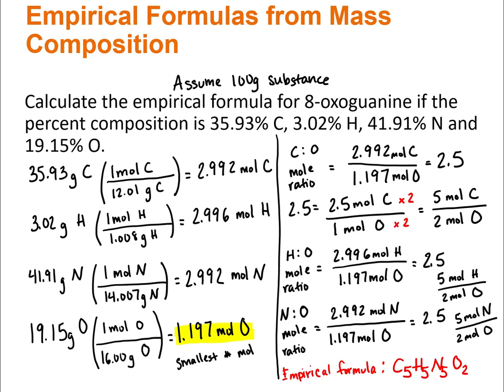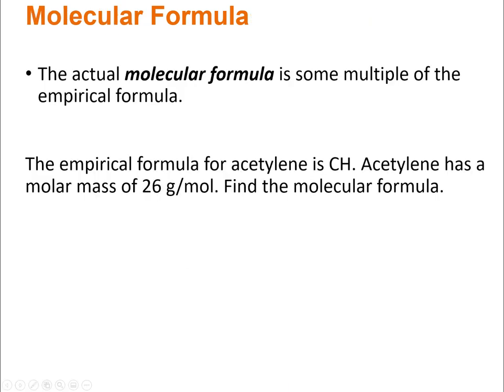And you need to do that for 2 reasons. 1, you're going to have questions like these. 2, we can build on this question type. We've been talking about the empirical formula. Now we've got to talk about the molecular formula. The molecular formula is some multiple of the empirical formula. So let's say that we had the empirical formula for acetylene, which we figured out was CH. Acetylene has a molar mass of 26 grams per mole. We can figure out the molecular formula.